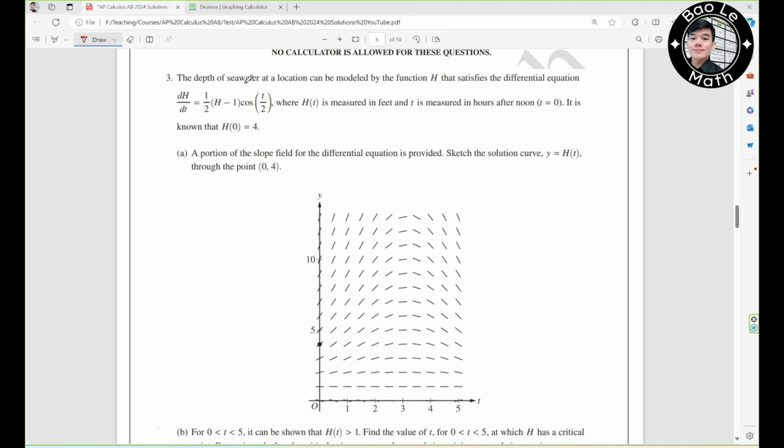The depth of seawater at a location can be modeled by the function h that satisfies the differential equation dh over dt equals 1/2 (h minus 1) times cosine of t over 2, where h(t) is measured in feet and t is measured in hours. At t equals 0, it's known that h of 0 is equal to 4. A portion of the slope field for the differential equation is provided. Sketch the solution curve y equals h(t) through the point (0, 4). Alright, so the point (0, 4) is going to be right here. Now we need to sketch the solution curve. It's going to be like this.